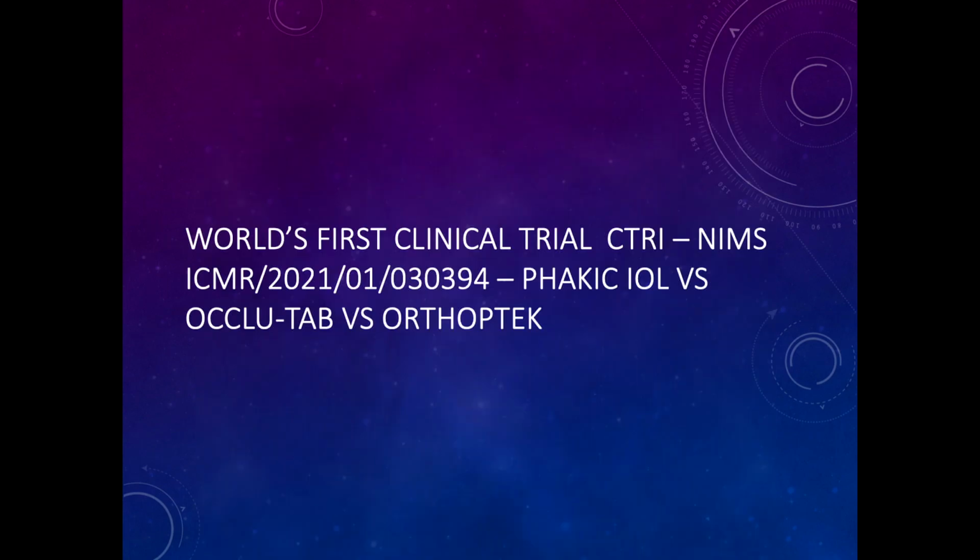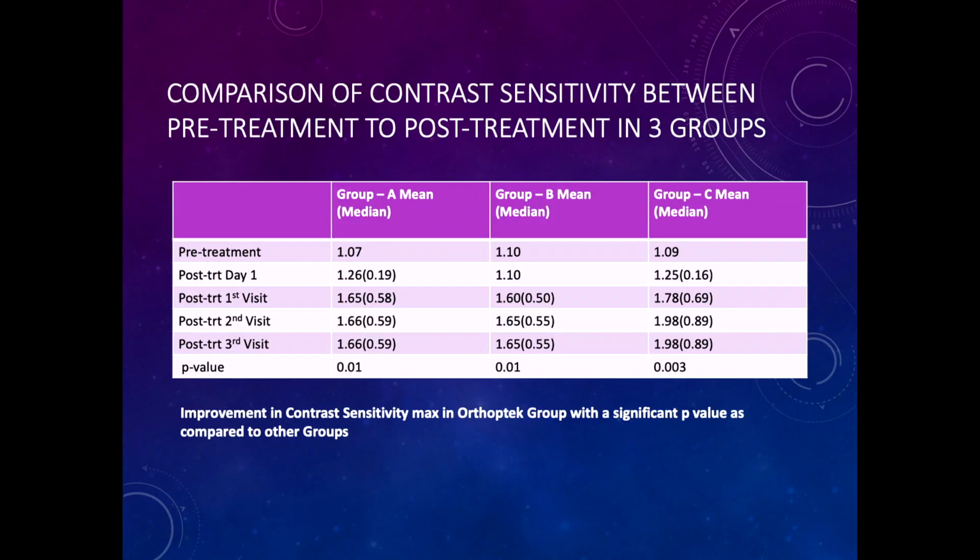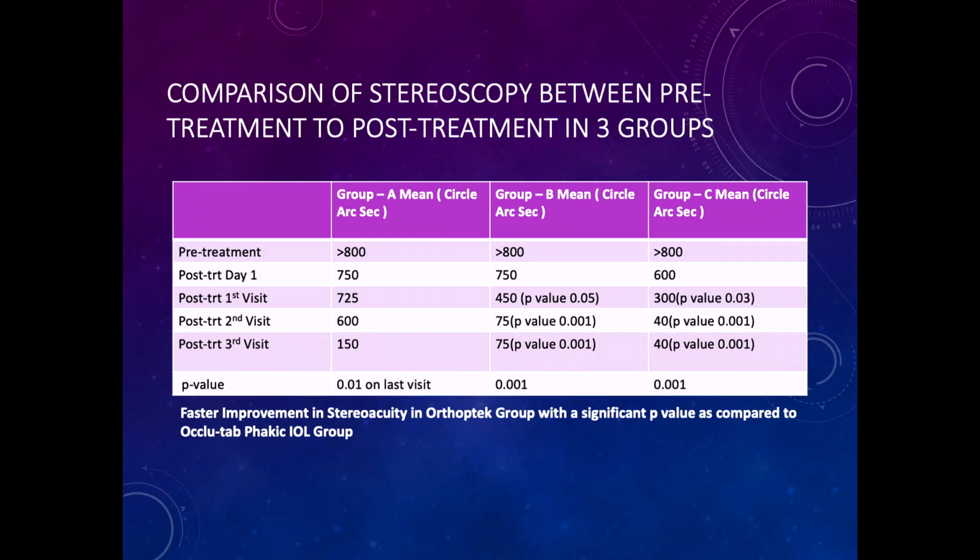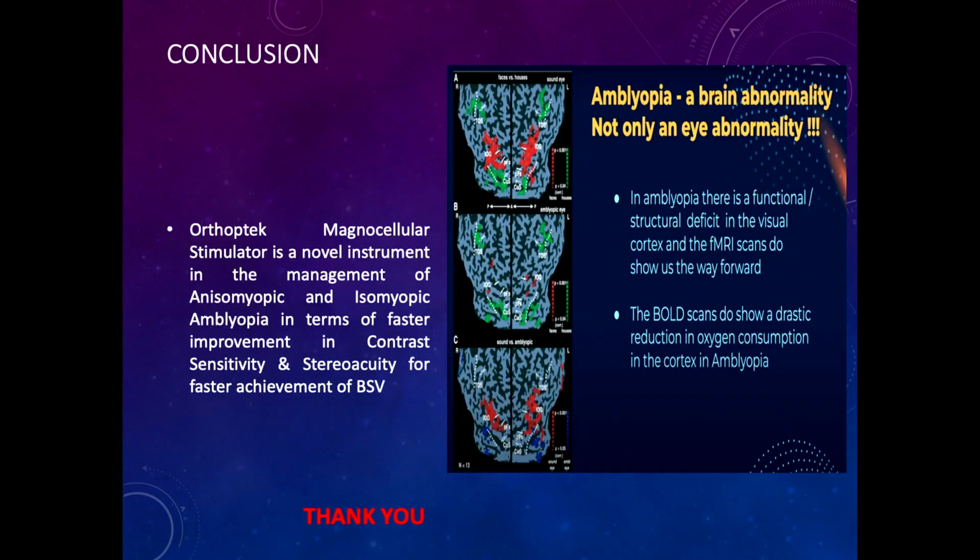We did the world's first clinical trial comparing Focal versus Occlutev versus Orthoptech. Results were really good in all three categories, but when we compare contrast sensitivity, it was maximum in the Orthoptech group with a significant p-value as compared to the other groups, and also stereo acuity in the Orthoptech group with a significant p-value as compared to the other two groups. In conclusion, the Orthoptech magnocellular stimulator is a novel instrument in the management of anisometropic and isometropic amblyopia in terms of faster improvement in contrast sensitivity and stereo acuity for faster achievement of binocular single vision.